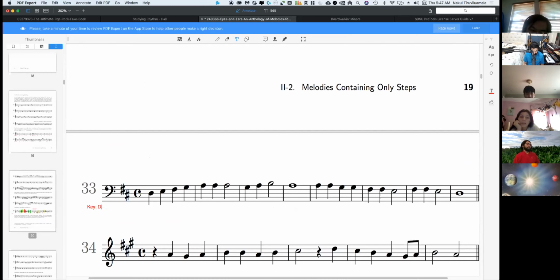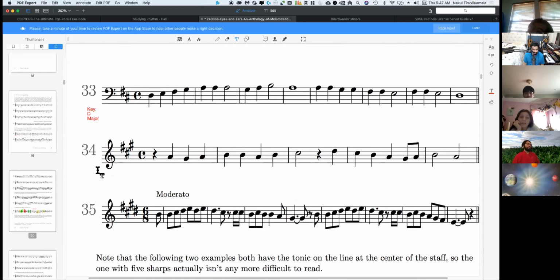D major. D major. And then how about this exercise? A major. A major. Which major? A major. Okay, great. How about this exercise? E major. E major. Okay, great. And this is assuming they're major keys.